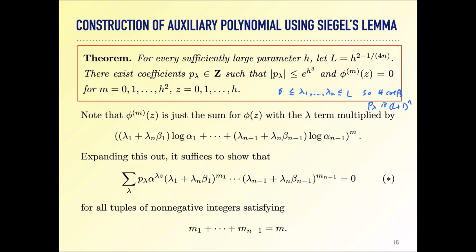So to get the vanishing phi m of z, it seems like we're doing something much stronger, which is we're writing phi m of z as a sum of algebraic numbers times some logarithms. We're going to say the only way we know how to make that vanish is to get all the algebraic numbers to vanish. So that's what we're going to do.